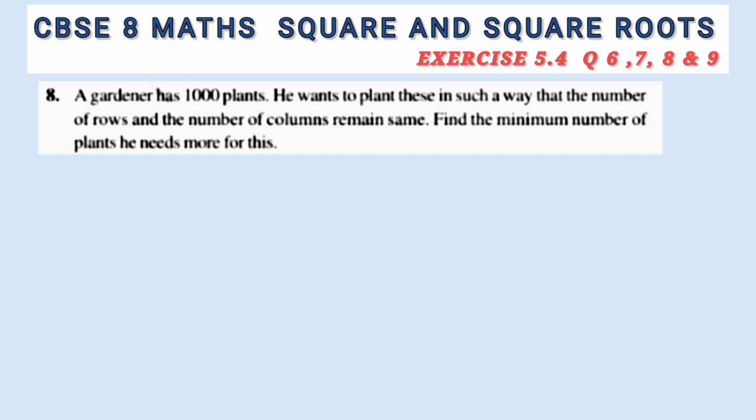perfect. Now we can say if we are given that the number of rows equals the number of columns, the number we are looking for is a perfect square. We are given that the gardener has 1000 plants and asked how many more he needs. So we are looking for a perfect square closer to 1000 and more than it. We'll use the long division method to find a perfect square close to 1000 and more than it.